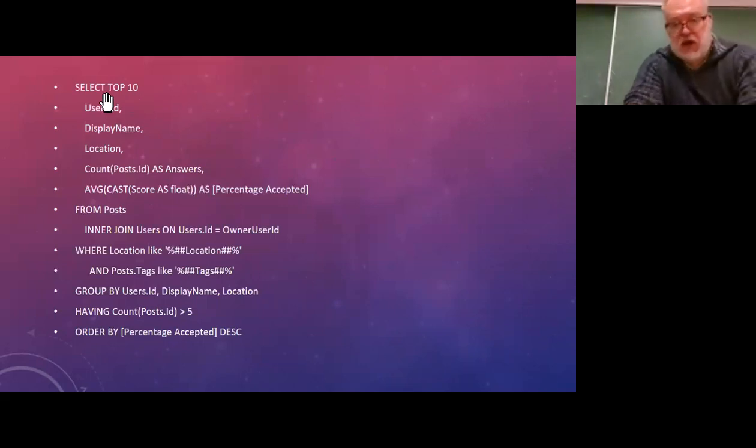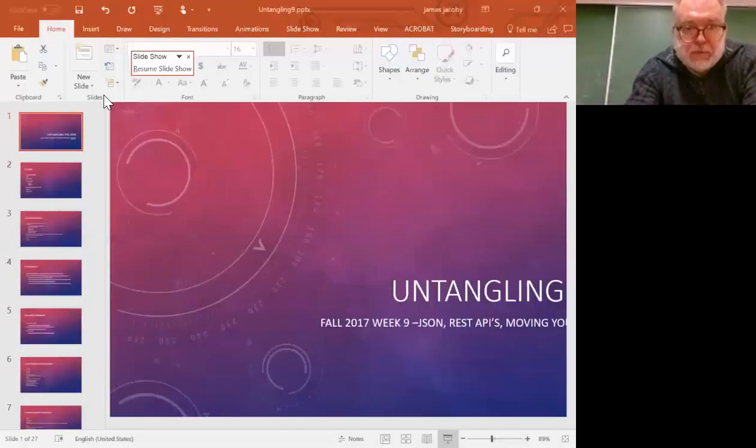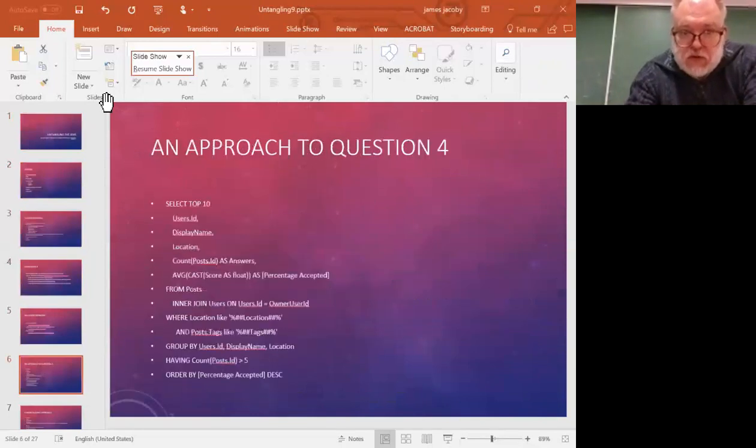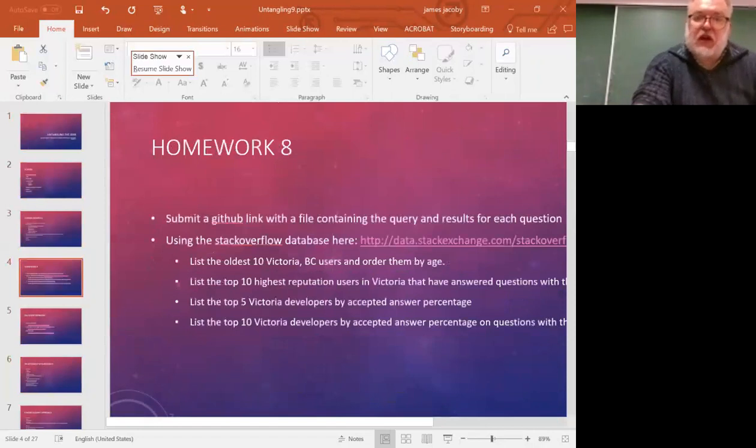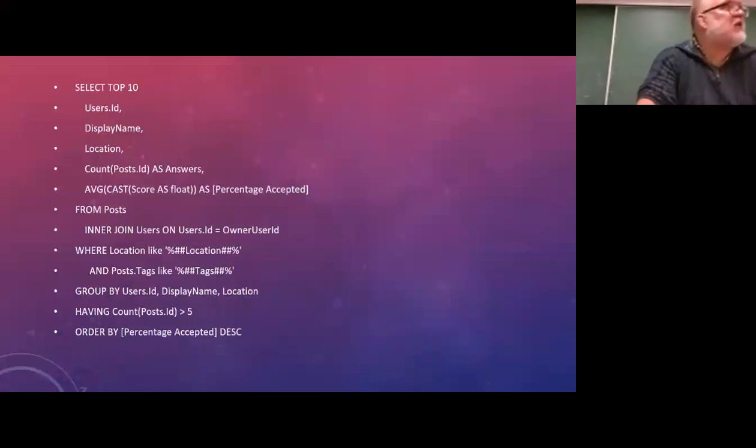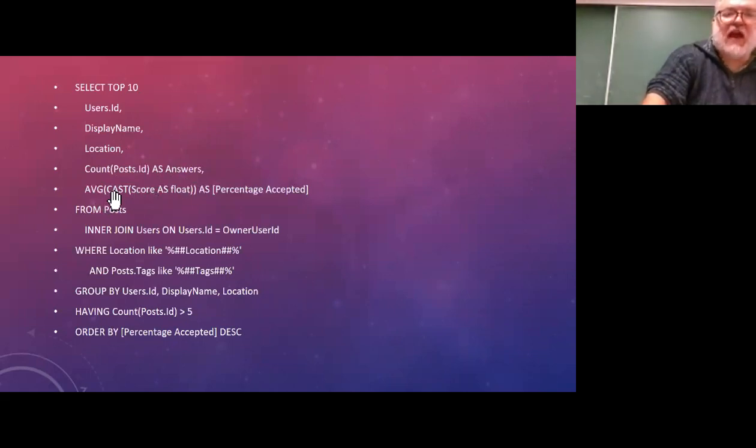So again, the question here, I should have listed this on the page, is: list the top five Victoria developers by accepted answer percentage. And what this one does is select top 10, doesn't matter, top 5, top 10, I don't care, and looks at user ID, display name, location, and then from the posts table, count posts as answers, and then average this casting of the score of the posts as a percentage accepted.